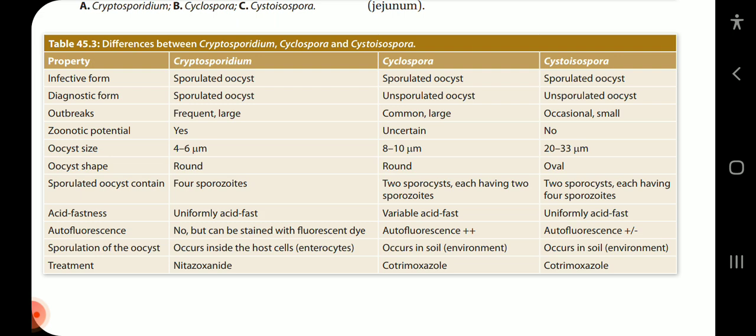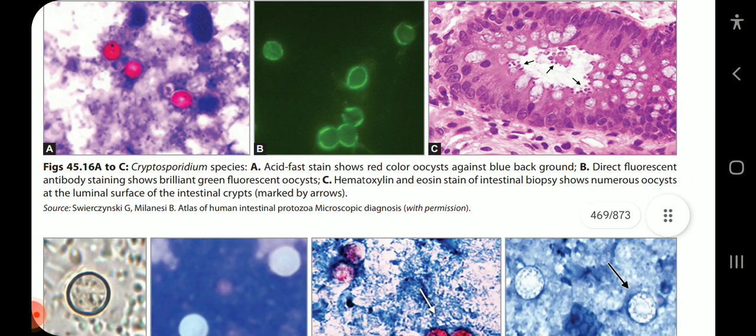Sporulation of the oocyst occurs inside the host cells, the enterocytes, in Cryptosporidium, occurs in the soil environment in Cyclospora, while it occurs in the soil environment in Cystoisospora. Treatment is by nitazoxanide in Cryptosporidium, while cotrimoxazole is used as treatment in Cyclospora and Cystoisospora.